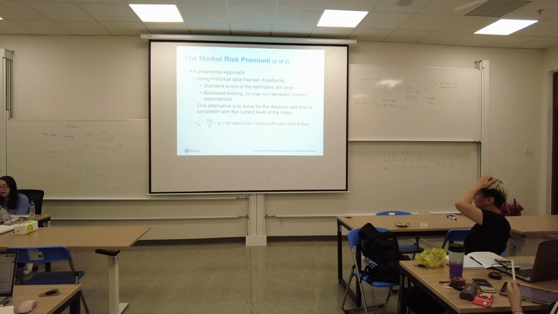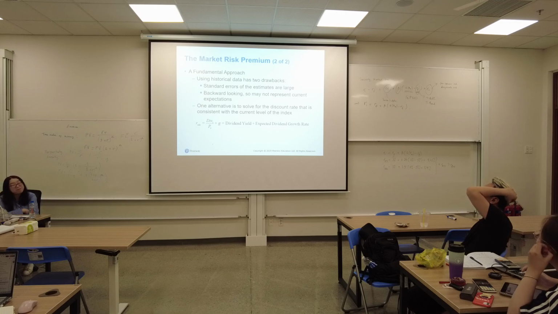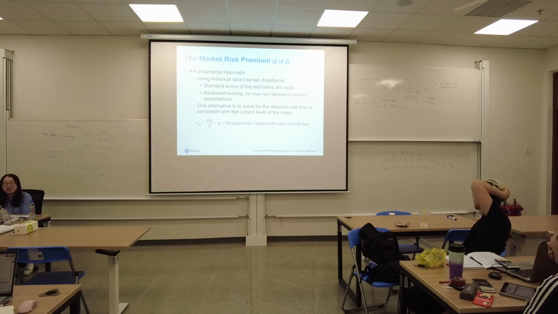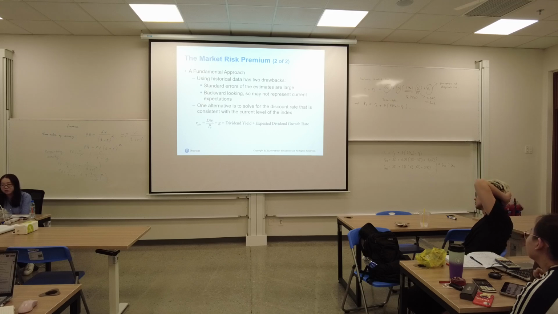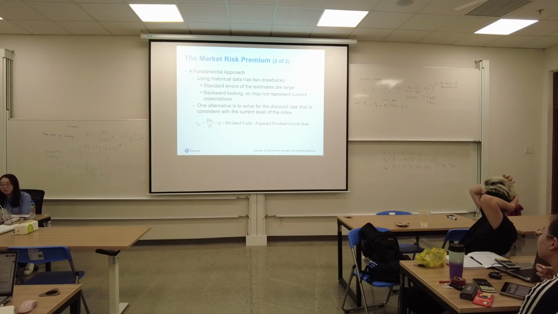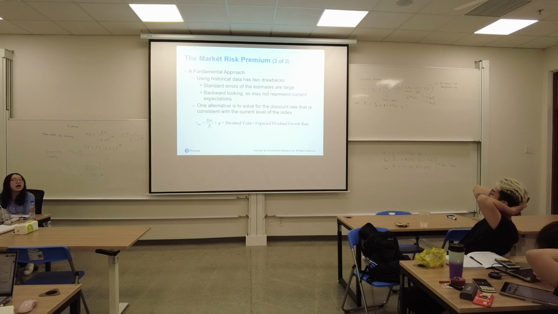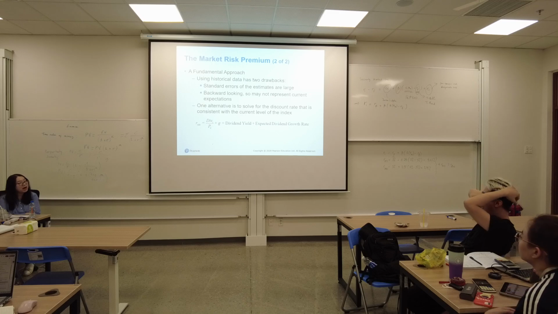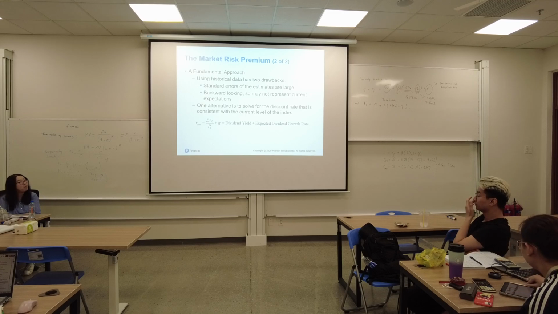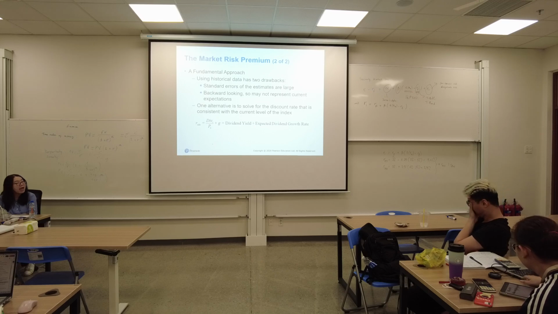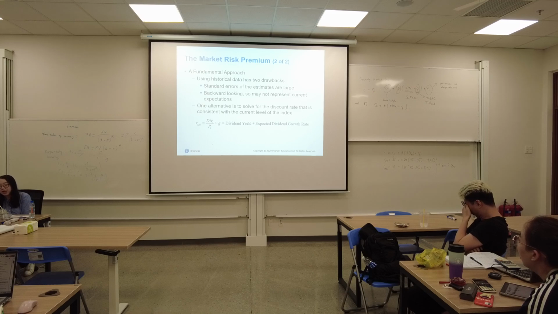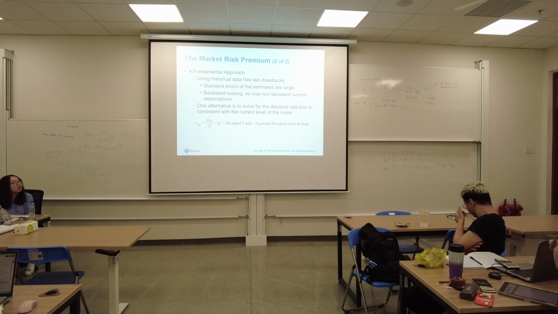So the basic idea of this slide is that if we use historical data to calculate the cost of equity, it has some drawbacks. For example, the standard errors could be large and it may not represent the current expectation. That's why in practice, practitioners normally use the CAPM model to calculate the expected cost of equity rather than using the formula here, which uses the dividend yield and the expected dividend growth rate to determine the cost of equity.